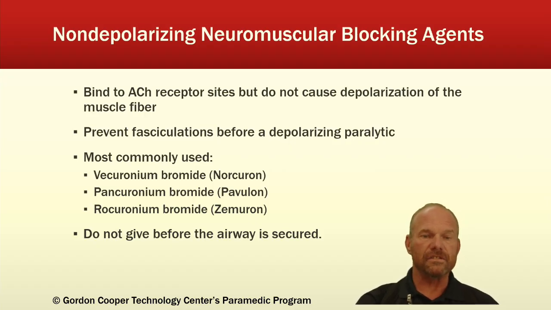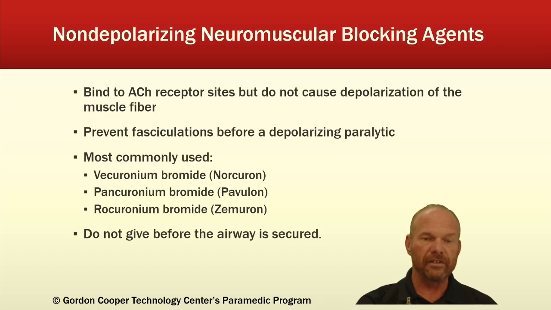So these agents also bind the acetylcholine receptors, but do not cause depolarization of the muscle fibers. Instead, they block acetylcholine from binding, preventing muscle contraction altogether. Now, in sufficient doses, these meds outnumber the acetylcholine molecules in the synaptic cleft, ensuring complete paralysis. So it's competing with acetylcholine. You can also prevent the fasciculations: when given in small doses before a depolarizing paralytic like sucks, they can prevent fasciculations, or those muscle twitches.